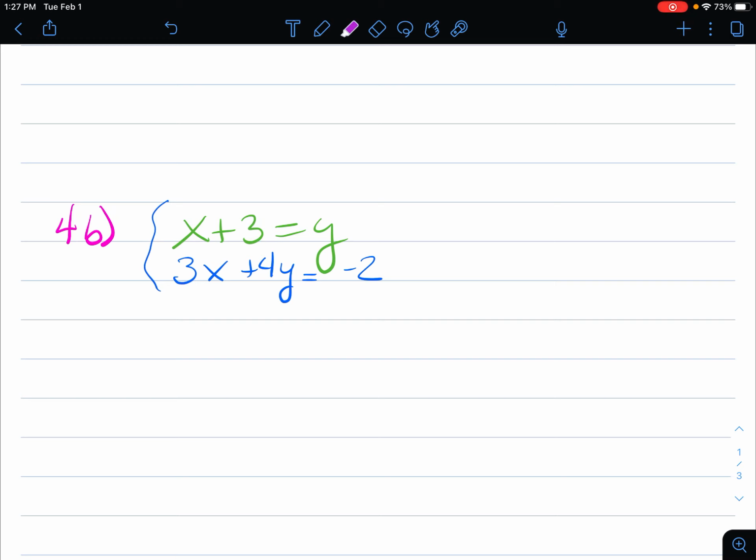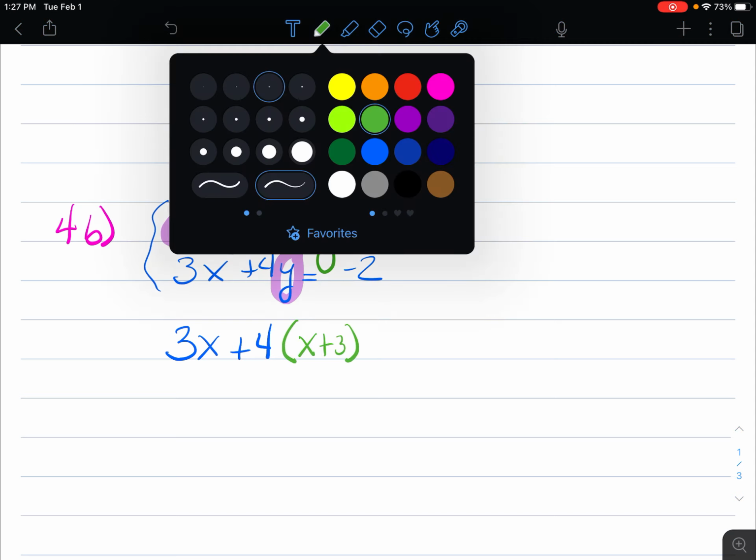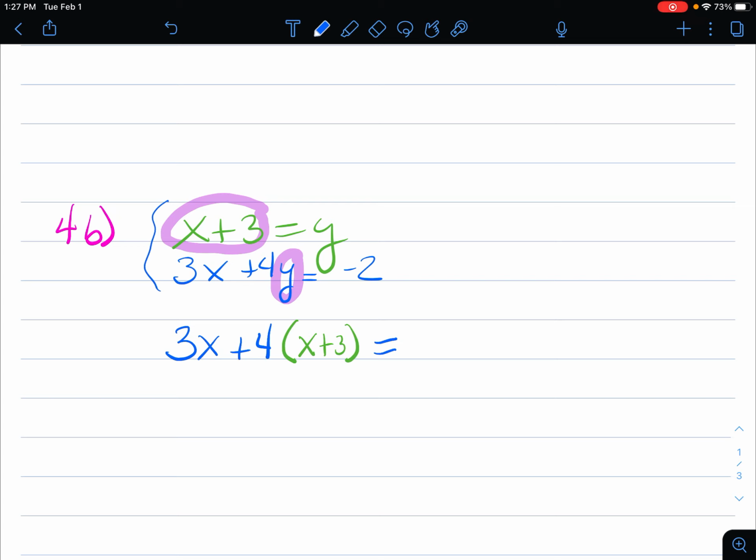So I know that y is equal to x plus 3. So what I'm going to do is I am just going to substitute it in place of the y in the other equation. So I'm going to write this 3x, write this other equation, everything except I'm going to put in the x plus 3 in place of the y, because that's what y is equal to. That is our substitution.